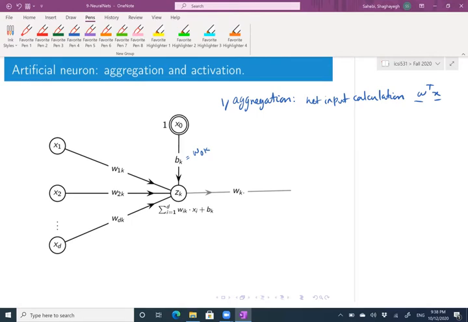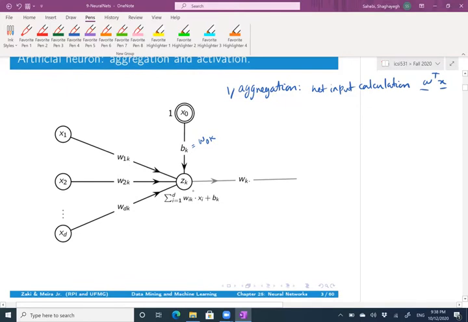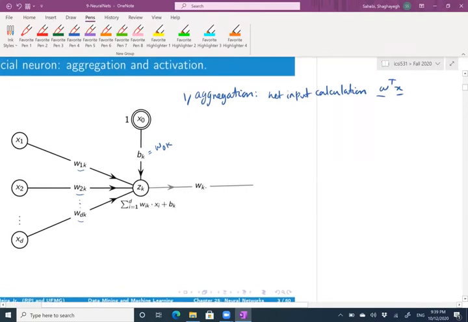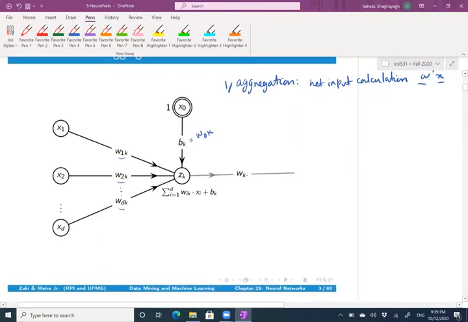So if my neuron is neuron number K, I can represent it with Z sub K, and each of the weights that are going in the neuron also have K index in it. So that's the first thing that we do in a neuron. We do aggregation. We calculate a net input. So if I have Z sub K, I can call this aggregation net sub K, for example.